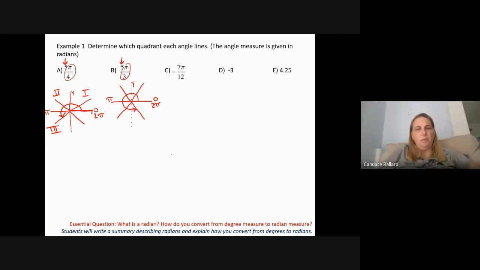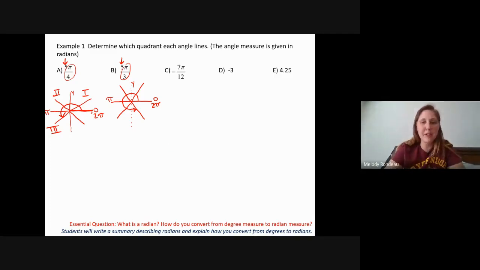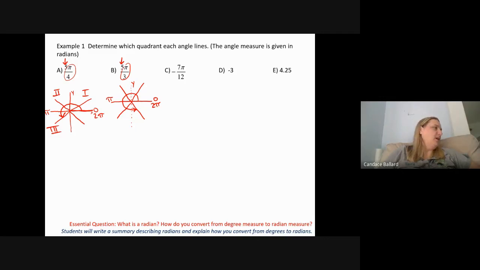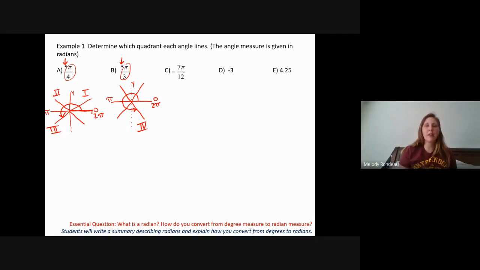Type it in the chat. Okay, we will go one more time. We're doing fine. We're going to probably cut a little at the end. Okay, so this is going to be quadrant 4. Thank you guys if you typed it in. They got it. Awesome.